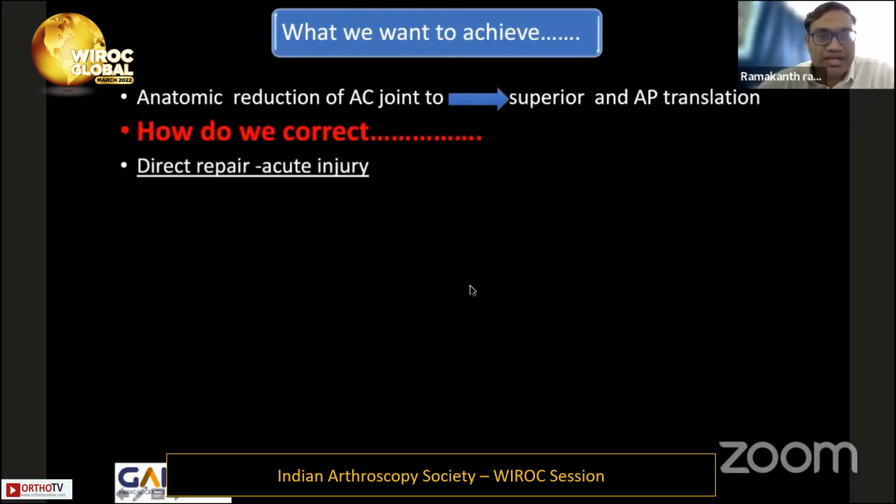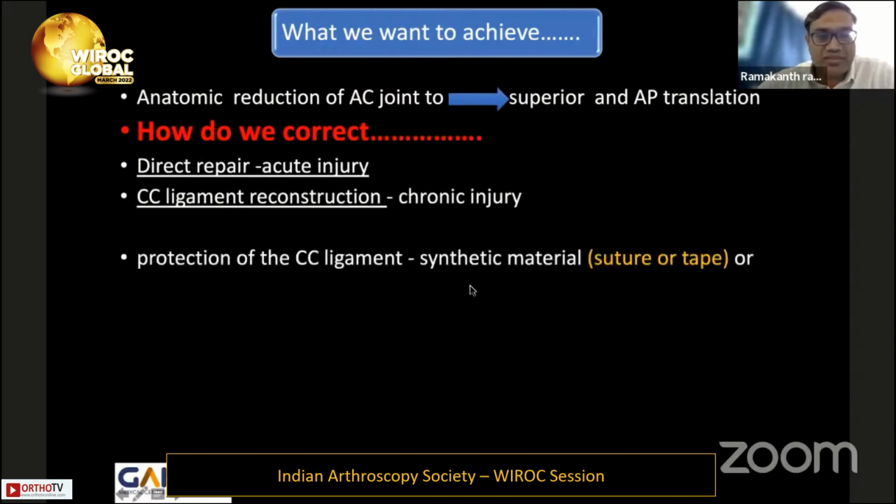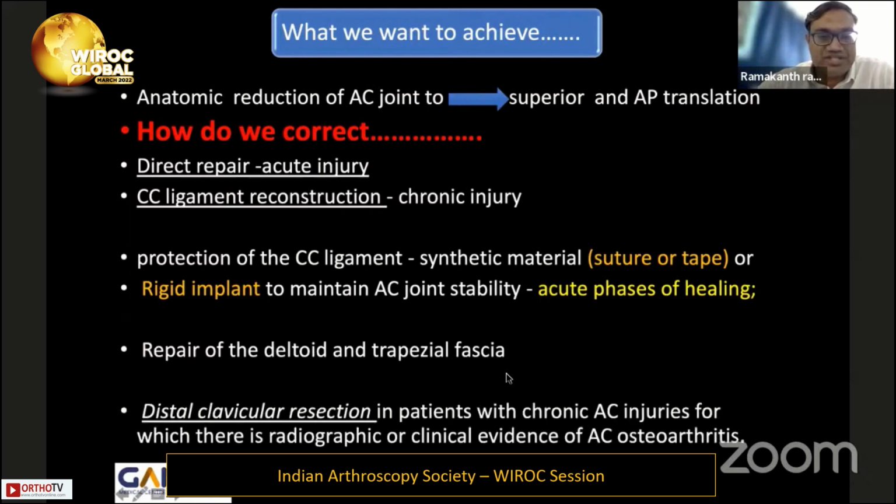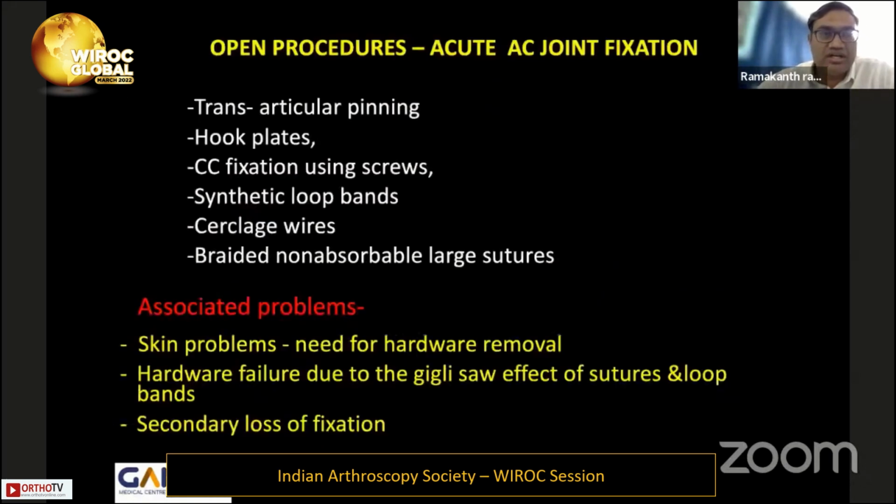And how do we correct it? In acute injury by a direct repair, and in a chronic injury by a CC ligament reconstruction. The protection of the CC ligament can be done with a synthetic material like suture tape or sutures, and a rigid implant, like an open reduction and then fixing with the rigid implant, especially in acute conditions, and repair of deltoid and trapezial fascia and distal clavicular excision, especially in chronic cases.